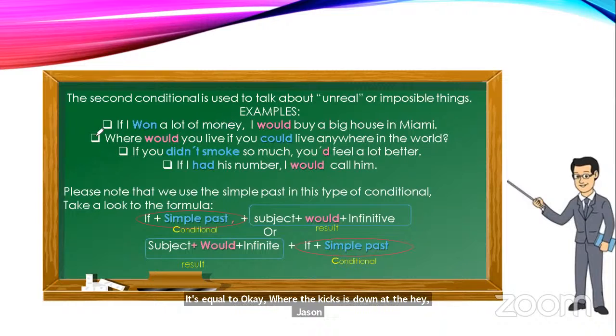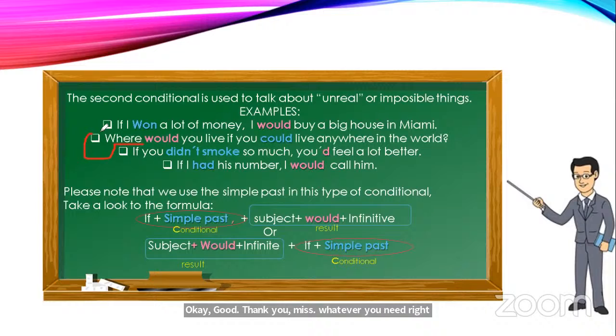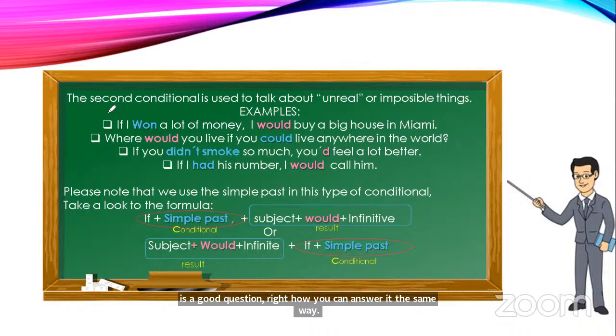What about you, Miss Raisa? Good morning. What about the second example? Could you read it? Where would you live if you could live anywhere in the world? Exactly. Where would you live if you could live anywhere in the world? That is a good question, right? How can you answer it? The same way. If I could live anywhere in the world, I would live in Miami, for example, or I would live in Los Angeles, or I would live in Toronto. Okay, it doesn't matter. Just answer, okay? Because it's just something hypothetical.